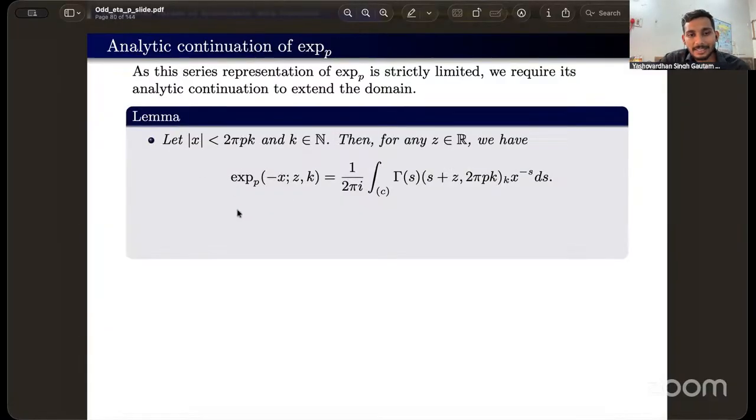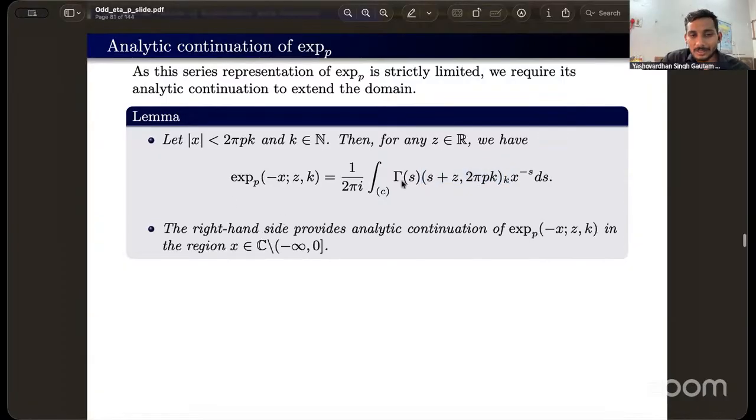If we can write this infinite series as this integration, here we have the bracket function s plus z comma 2 pi pk. In this form, we can define this exponential to the whole complex plane except for the negative real axis with 0. Now, I will not give the proof of it. The proof is very simple.